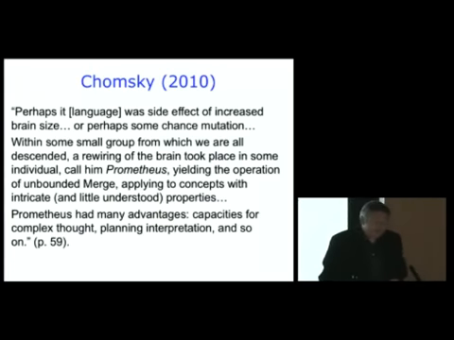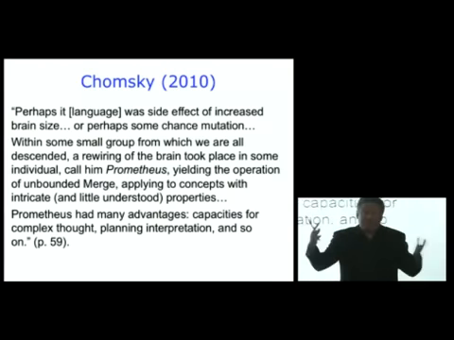Chomsky in 2010 said, "Perhaps language was a side effect of increased brain size, or perhaps some chance mutation. With some small group from which we are all descended, a rewiring of the brain took place in some individual, call him Prometheus, yielding the operation of unbounded Merge, applying to concepts of intricate and little understood properties. Prometheus had many advantages, capacities for complex thought, planning, interpretation, and so on."